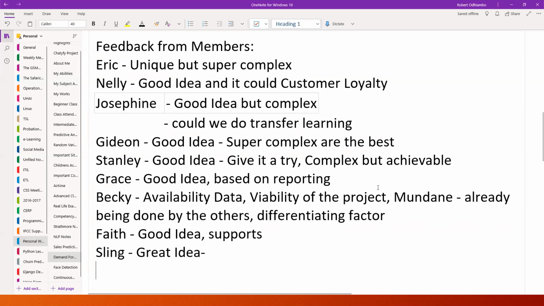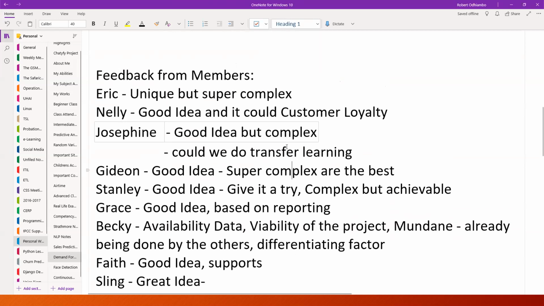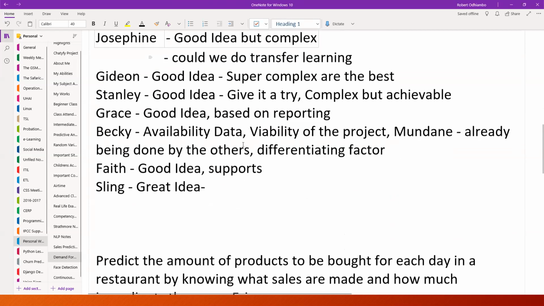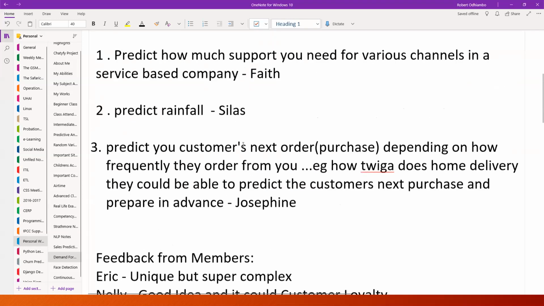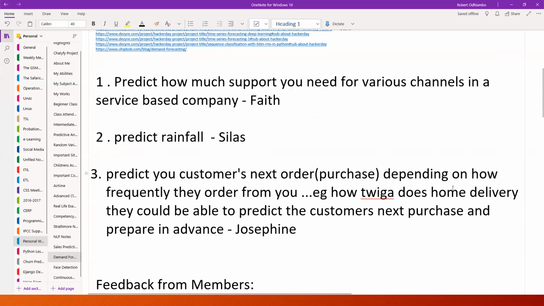Okay. Ayub, let me just take you back again to the original project. So it was to predict customers' next order, depending on how frequently they order from you. Yes, that is what we had picked. So Trigger does home delivery, so they could predict the customer's next purchase.